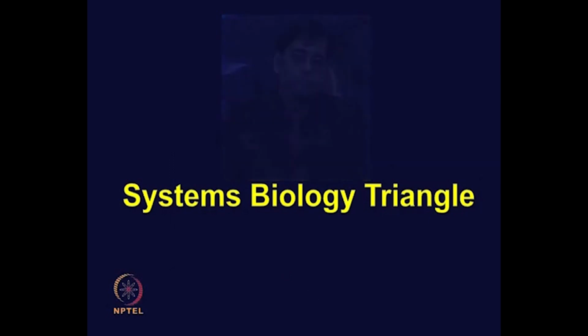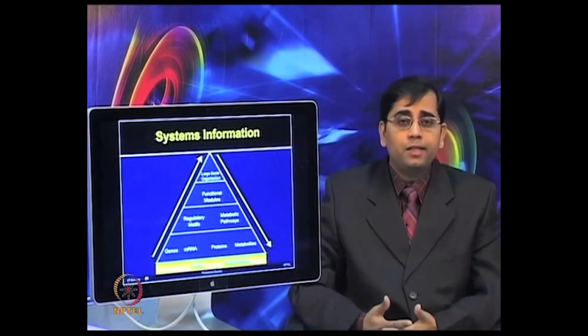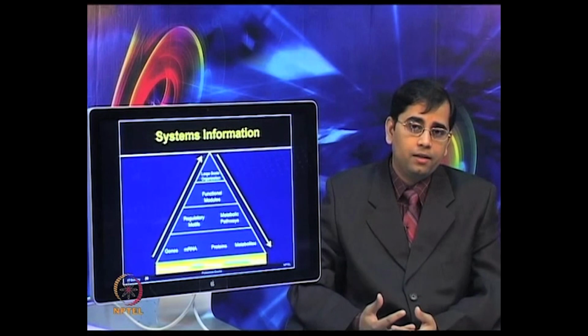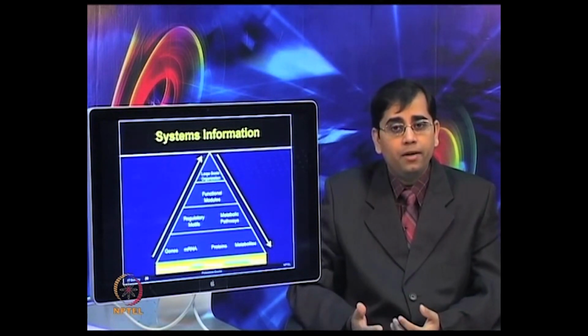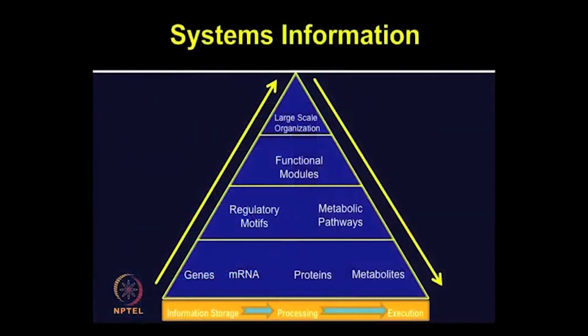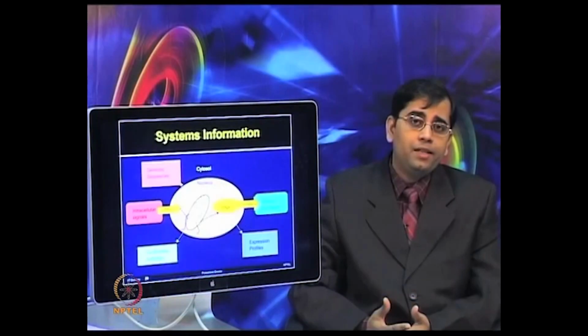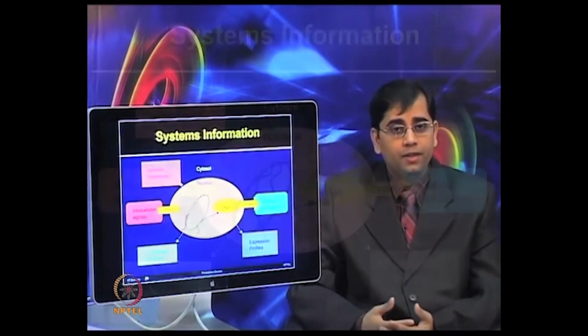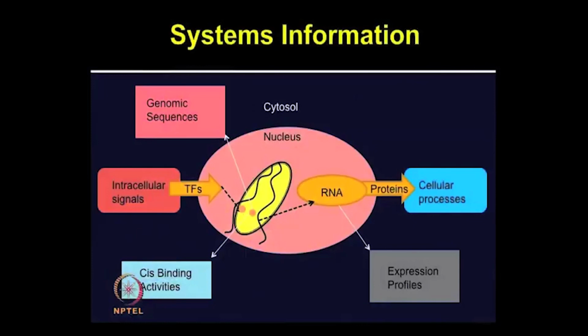What is the systems biology triangle? First of all, the system's information is generated at various levels, as we have discussed, starting from genes to mRNA to proteins to metabolites, or identifying regulatory motifs, metabolic pathways, functional modules, and different large scale organizations. This information has to be stored, processed, and further executed to identify system level information. Even the simplest system such as a cell can be linked with various properties: its genome sequences of different molecules, intracellular signals, transcription factors, different types of cis binding activities, the expression profiling of RNA and proteins, and different types of cellular processes.